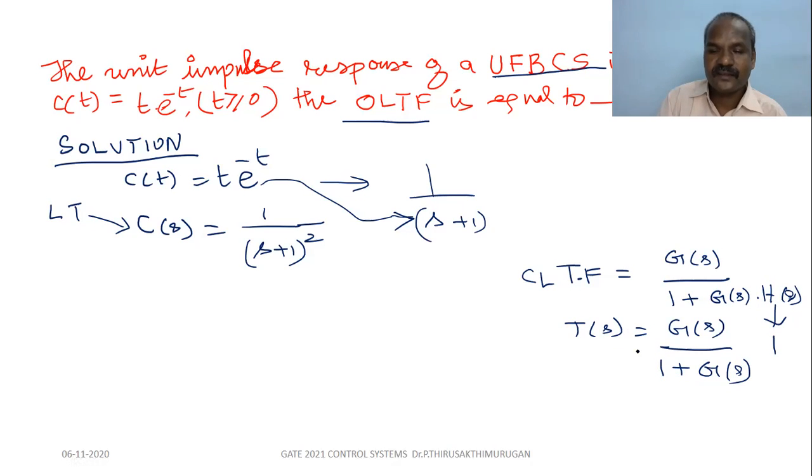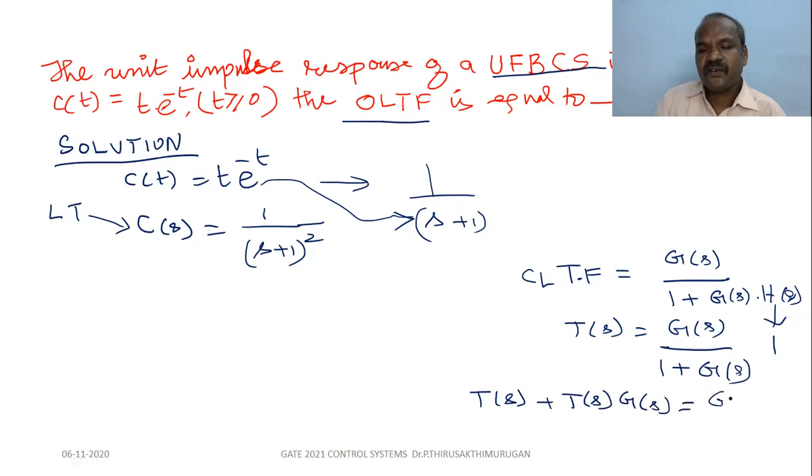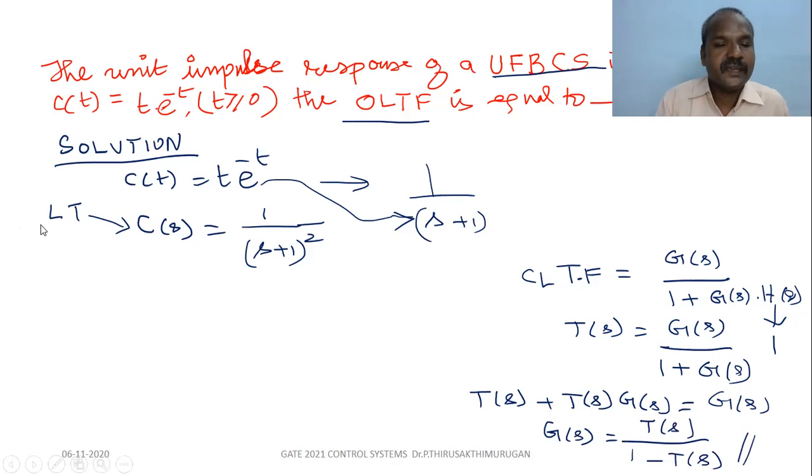If you modify this equation by cross multiplying, T of s plus T of s into G of s equal to G of s. Taking G of s to one side, G of s equals T of s divided by 1 minus T of s. You will be getting this answer. So what is T of s? T of s is C of s, both are the same, the closed loop transfer function.